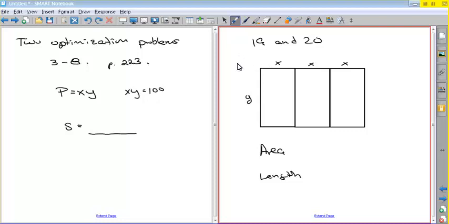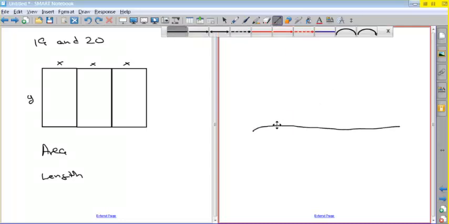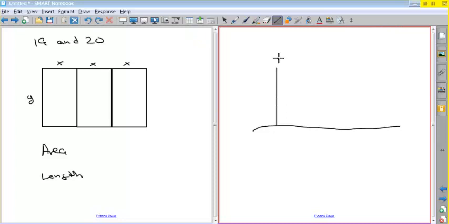case where there was a river, and then you created these pens, and the difference with this one was that you didn't need fencing on the riverside. So the area would still be x times y, or actually in this case y.